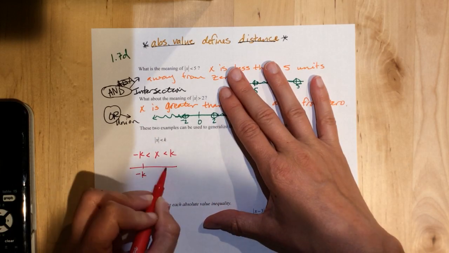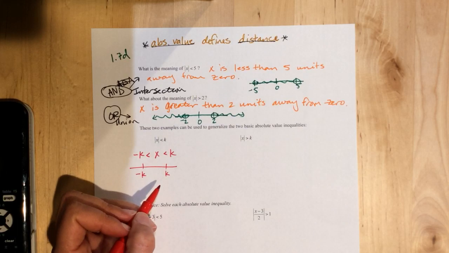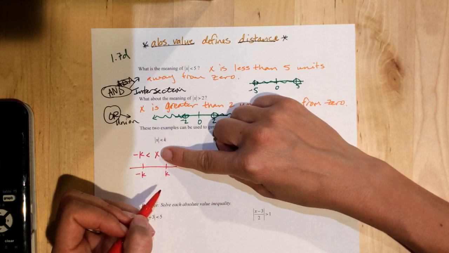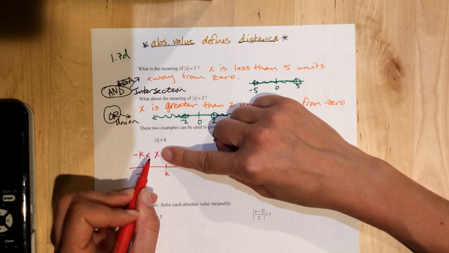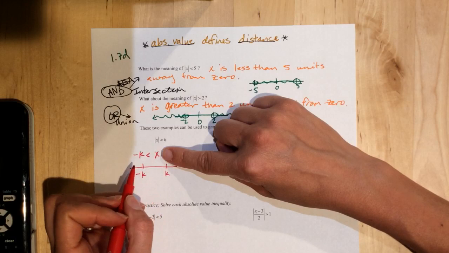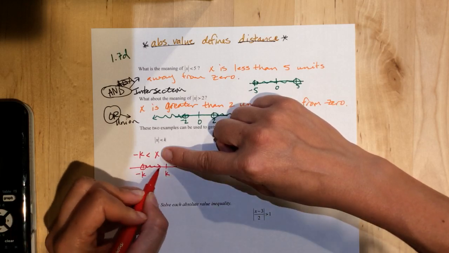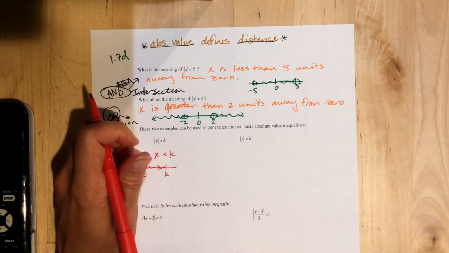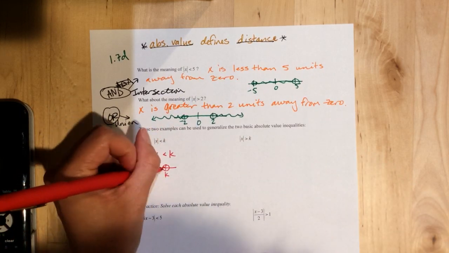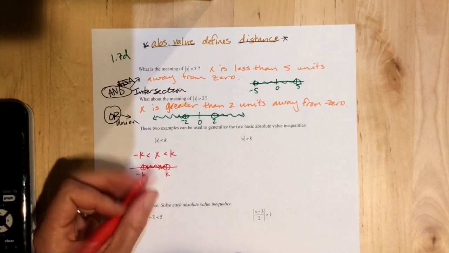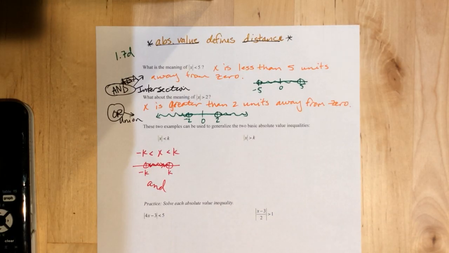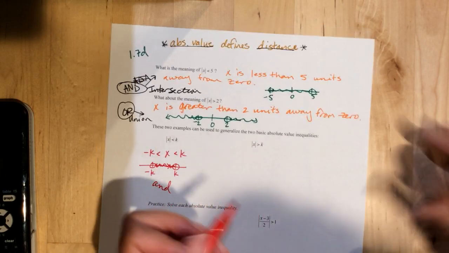So I'm going to slap down -K and K onto my number line and evaluate the simple inequalities separately. So -K is less than X, or X is greater than -K. So open circle and shade to the right. Then X is less than +K. So at +K, open circle and shade to the left. So now very clear to me, this is the and. This is where we want overlap. It's the intersection.